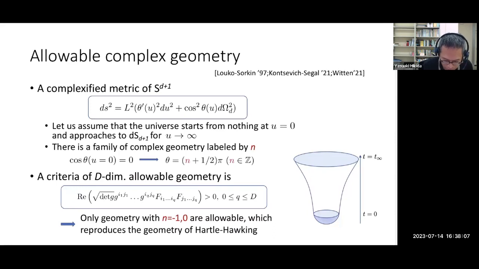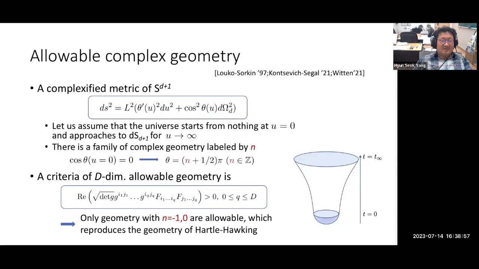This is proposed by Kontsevich and Segal, and they are mathematicians, so maybe they consider some simple criteria which is inspired by physics, but not related via physics. For example, if we take Q equals 0, there's no Q-form field, so Q equals 0 is not related to physics. This statement implies that without Q-form field, we cannot have Hartle-Hawking analytic continuation.